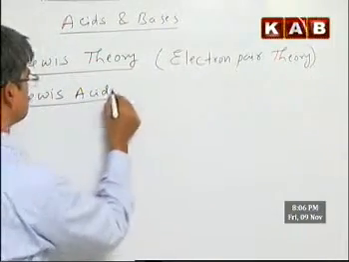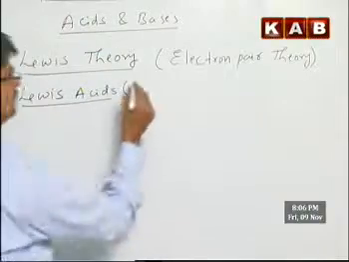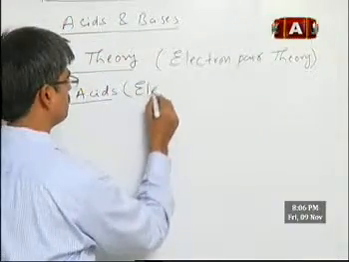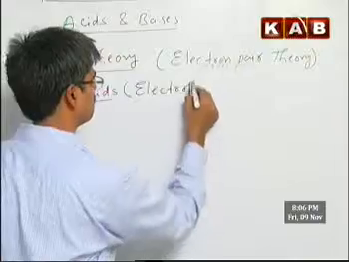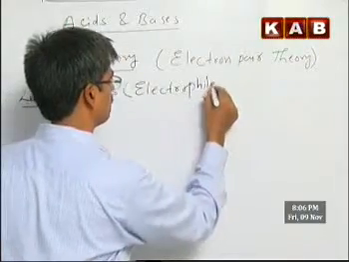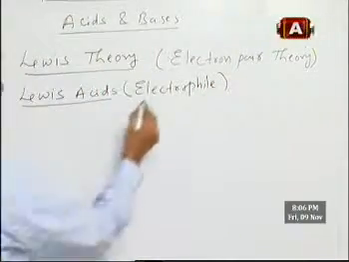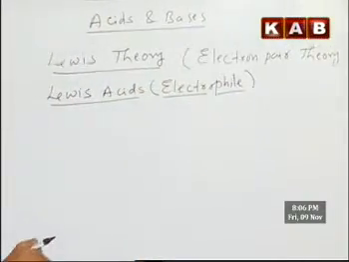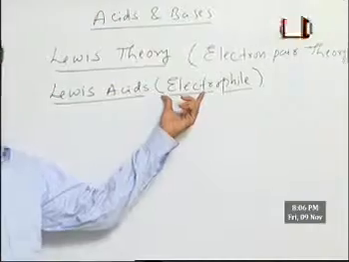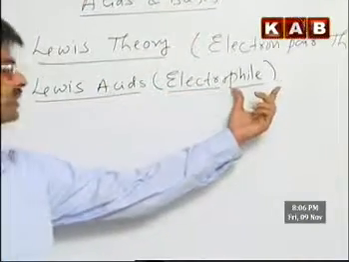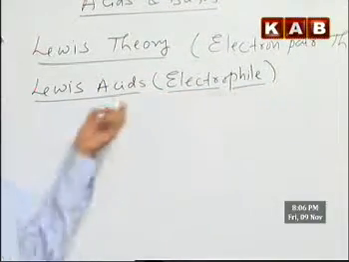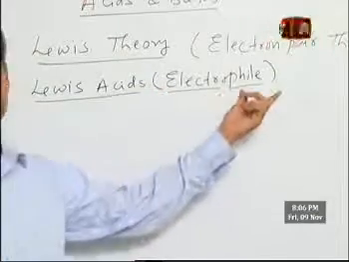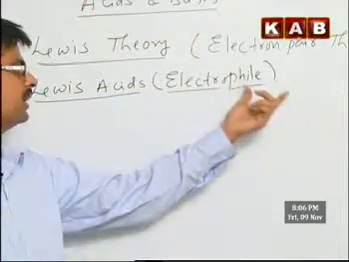So Lewis acids are also known by one more name, that is called electrophile. Now what is the meaning of this word electrophile? It has actually two parts, we can say, electro and then phile. The electro word stands for the electron only and phile stands for liking. So any species which is liking the electrons is called an electrophile.